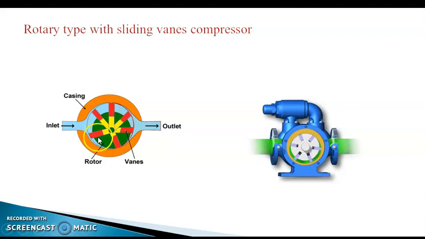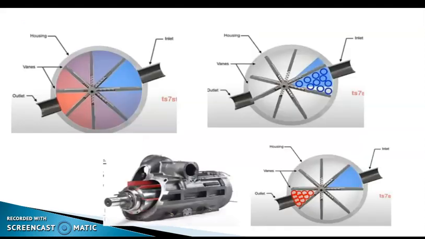Then as it turns, the volume between the two adjacent blades decreases. As the volume decreases, the pressure of the refrigerant increases. Then the compressed refrigerant at high pressure and high temperature is discharged through the discharge port. So this is the working principle of the rotary blade type compressor.